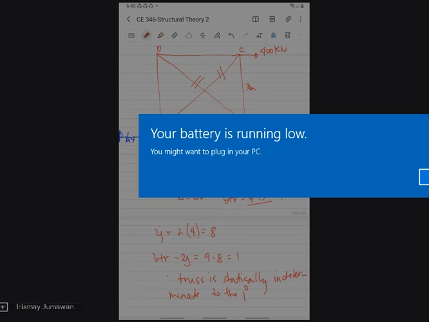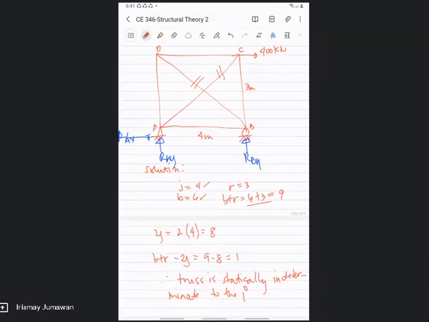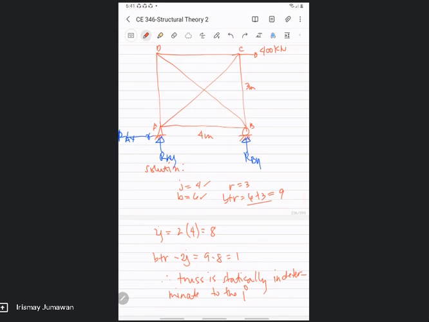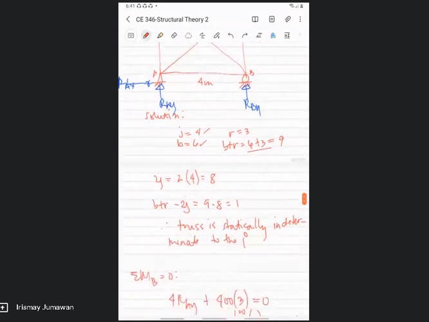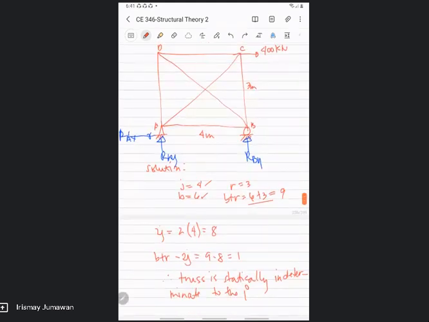Next, return the member that you removed. Where you removed it, that is where you apply the one unit load. Then again, solve the stress using the one unit load. Then determine again the stress of the member. So we have here the stress. So now we can get the reaction. We have to take summation of moment at B. So when you take moment at B, you get the RAY. Then if you take a moment at A, you get the reaction at B.